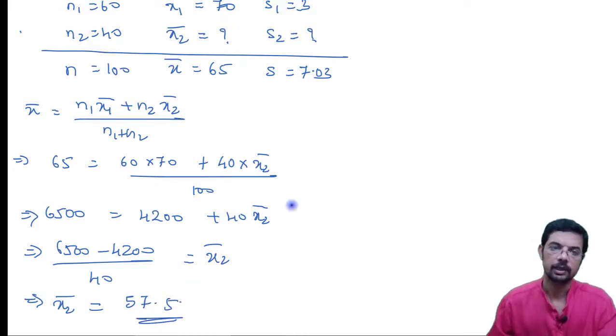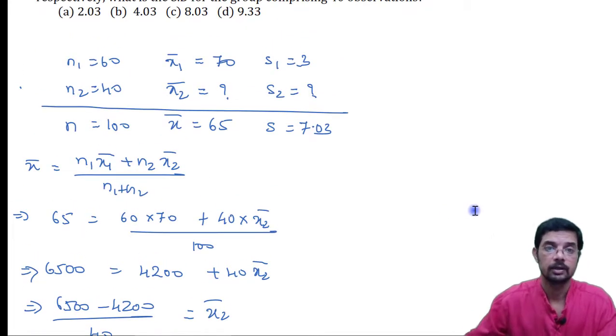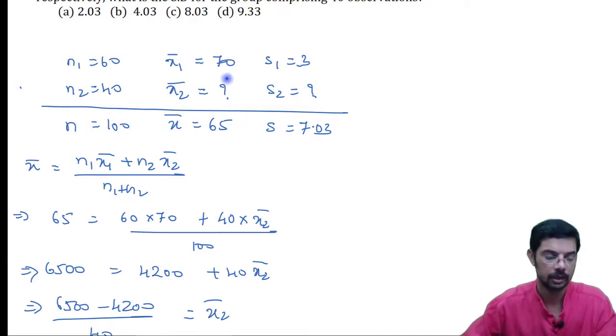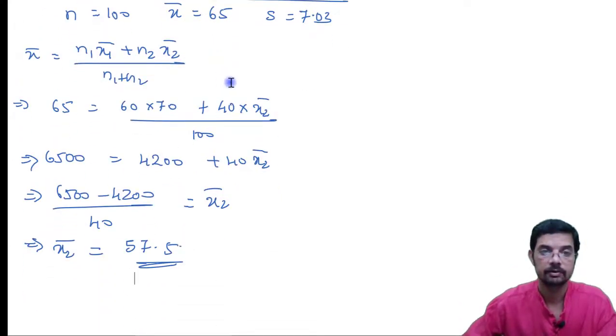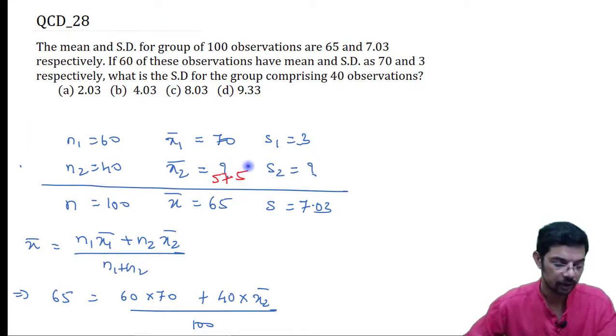Okay, so we can calculate this like this. Now, what we have here is the combined standard deviation. We need to find x2 bar. Let me write it down in the table itself. x2 bar is 57.5, so we will write 57.5 here. Okay, now we need to find this one.